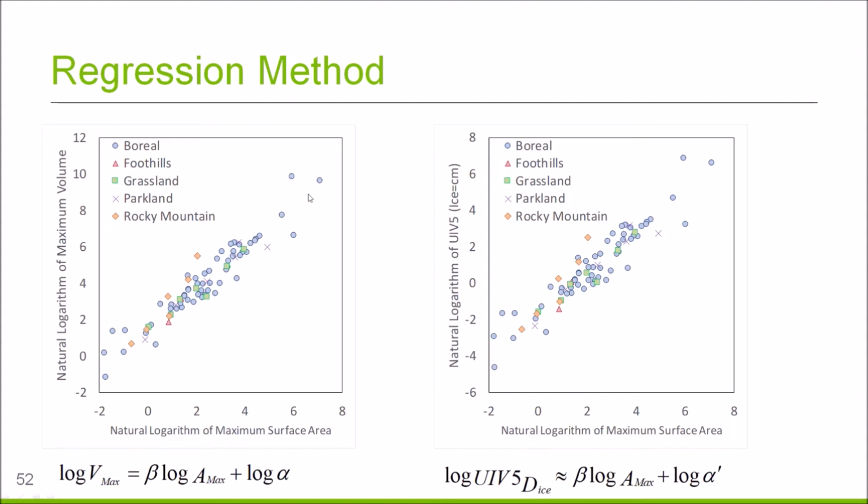And you can see that we use different legends to show that we have taken samples from different natural regions so that it covers them. Interestingly, there's a very good relationship. This is a log plot, so on the x-axis we have the log of maximum surface area, and on the y-axis the log of maximum volume. And as you can see, it's a very linear relationship when you plot them on a log scale. We have similar trends, or a similar sort of relationship, between the 5% under ice volume and the maximum surface area.